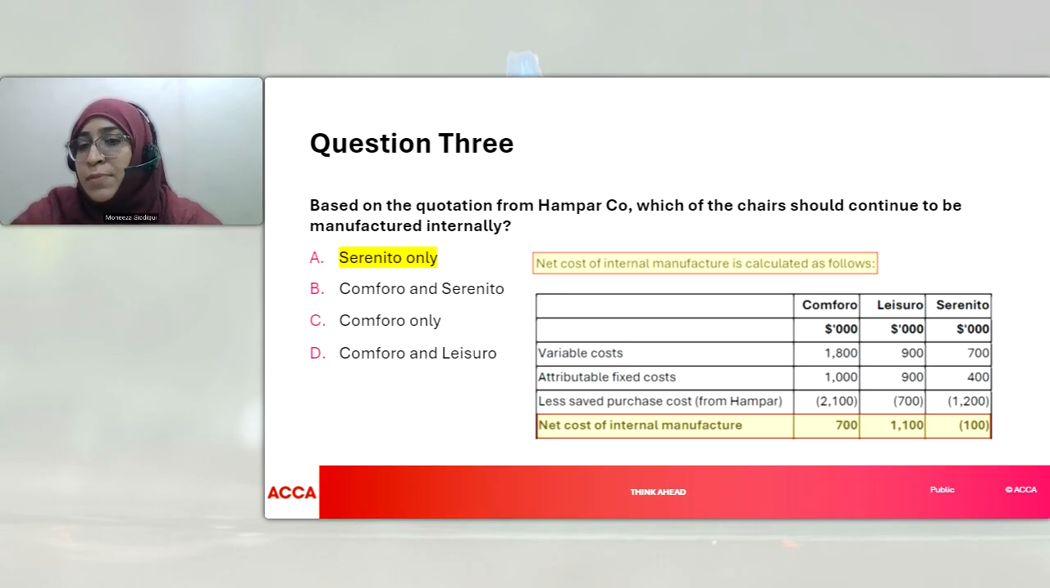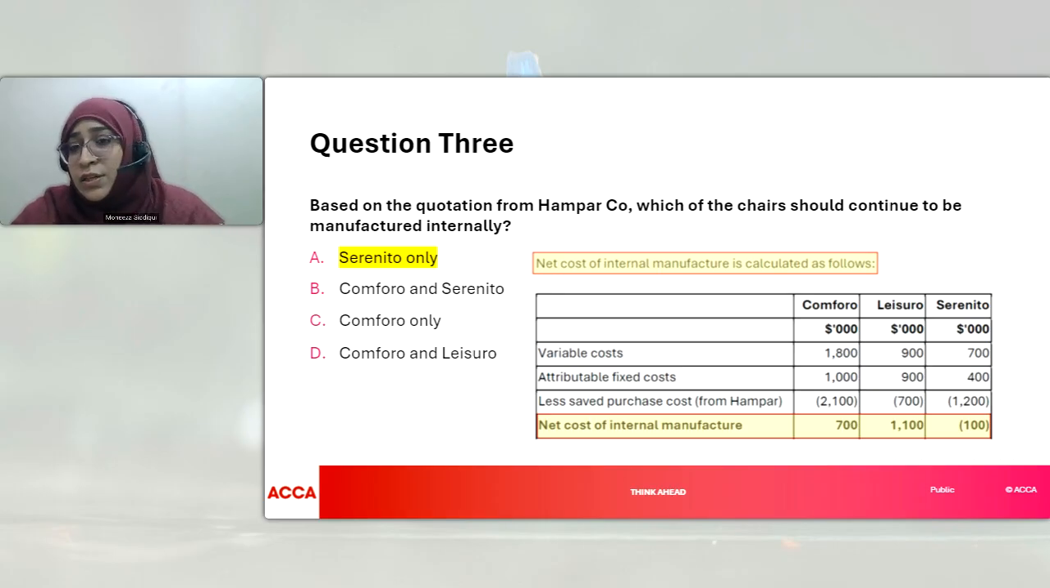I can simply compare the two and see that for Comforo, in total, I need to look at the variable and the attributable fixed cost. The two combined together will give me 2,800. Whereas if I were to outsource it, it would only cost me 2,100. So I should definitely outsource Comforo. For Leisure, 900 and 900 means a total of 1,800. But if I were to outsource it, it would only cost me 700. So I should definitely outsource it.